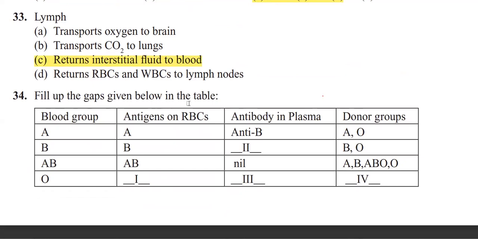Fill up the gaps given below in the table. See here A blood group, antigens on the RBC, antibodies in plasma, and their donor groups. So for A blood group, he gave directly here A antigen, then anti-B antibody, and the donor groups A and O. For B blood group, the phenotype B, antigen is B, then what type of antibody should be present here? Then like that for O, antigens on the RBC, antibodies, and the donors.